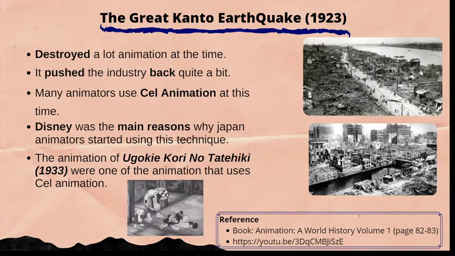In 1923, a lot of animation at that time was destroyed and progress was pushed back quite a bit because of the Great Kanto Earthquake. The animation in the world started to progress because of Disney. Japan felt that they needed to catch up by using the cel animation that gave their animation quality a massive boost. Just like Ugoki Kuru no Tatehiki, which was one of the animations that used cel animation.